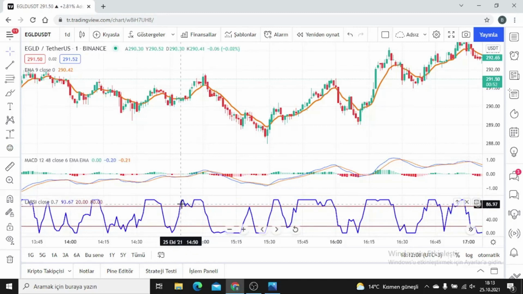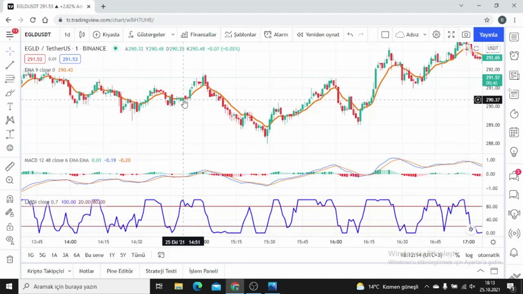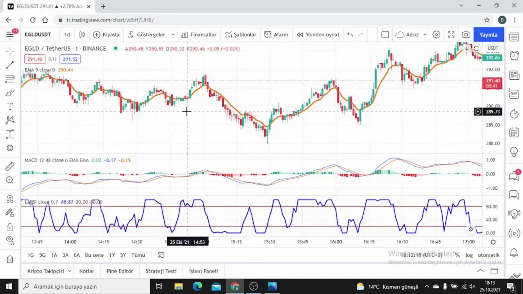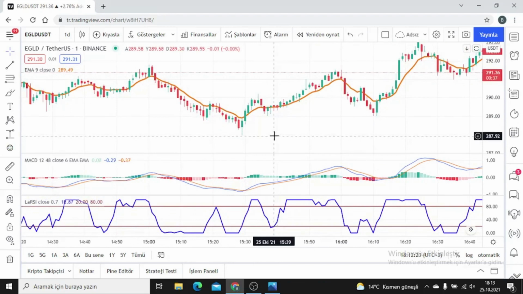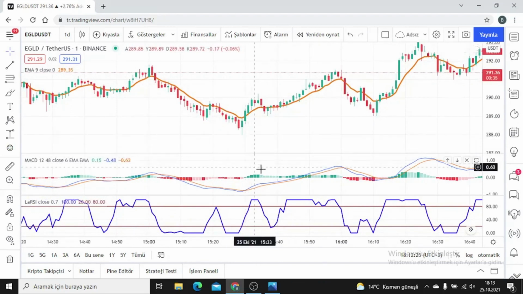LRSI needs to be above the 80 zone to generate a buy signal for us. For example, when we look at here, LRSI is above 80, but neither MACD nor EMA produces a buy signal. We need to pay attention to these.